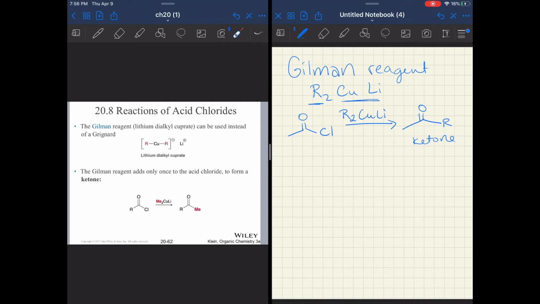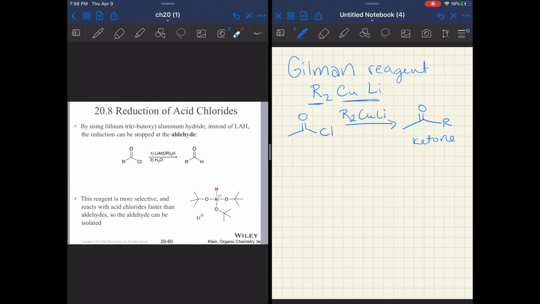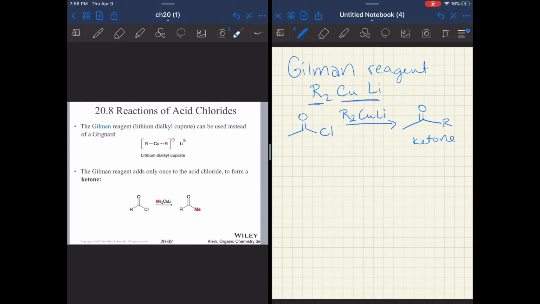So we saw with our reduction, we could stop at an aldehyde with a modified lithium aluminum reagent. We can stop at a ketone with a Gilman reagent. All right, so there's a lot of reagents that you have to keep together in this chapter.